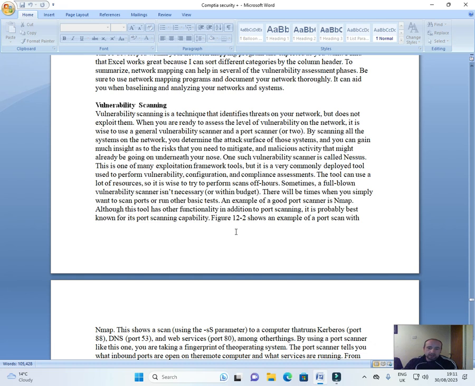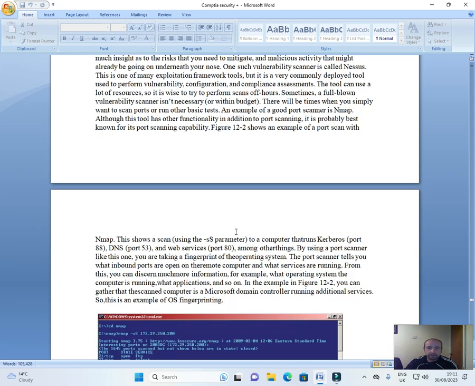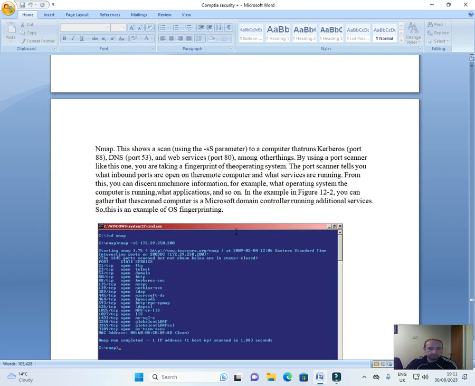An example of a good port scanner is Nmap. Although this tool has other functionality in addition to port scanning, it is probably best known for its port scanning capability. Figure 12.2 shows an example of a port scan with Nmap. The scan shows a scan using the -sS parameter to a computer system that runs Kerberos port 88, DNS port 53, and web services port 80, among other things.